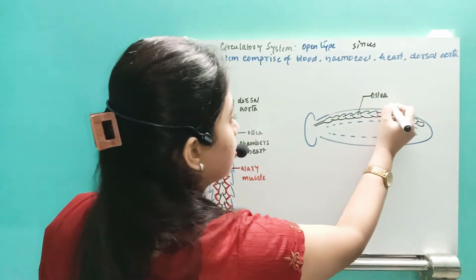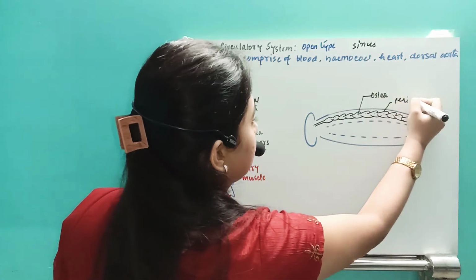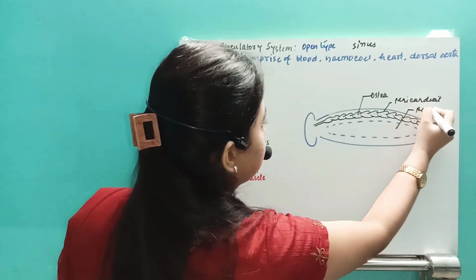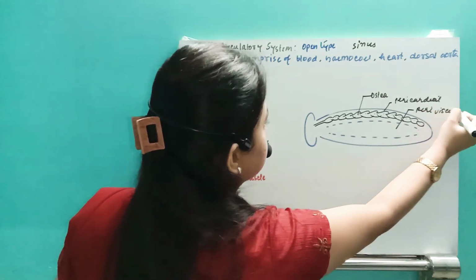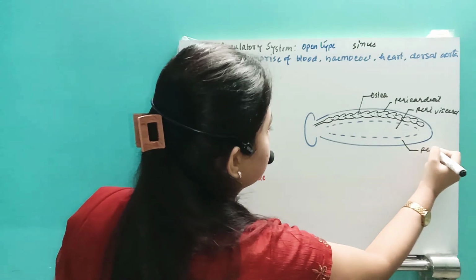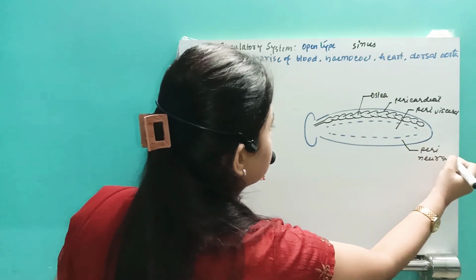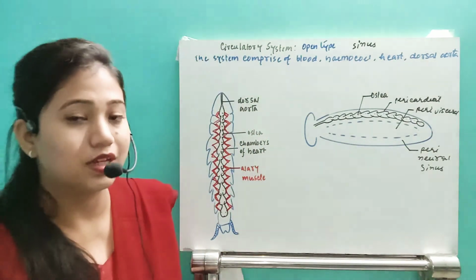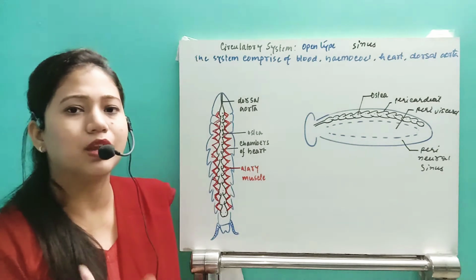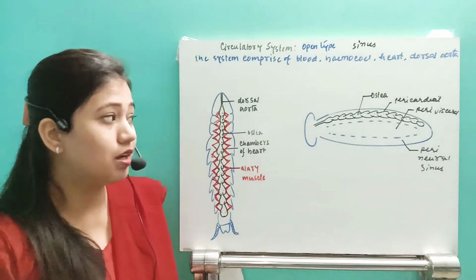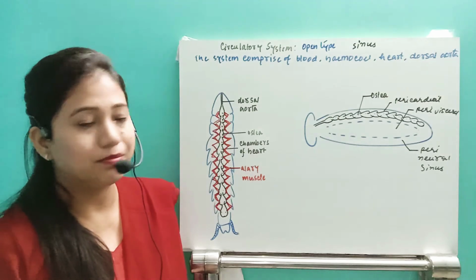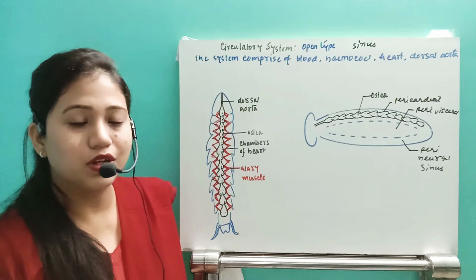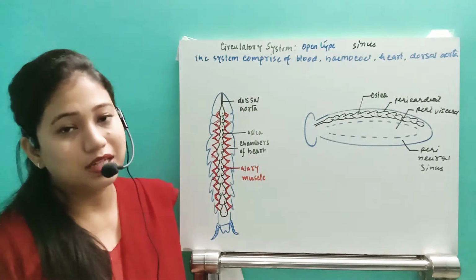What is that space called? This is known as the pericardial sinus. This is known as the perivisceral sinus, and this is known as the perineural sinus. Okay, so these three sinuses the cockroach has. The sinuses mean the open space where the blood is freely flowing, and the organs are directly bathed by the blood, right?